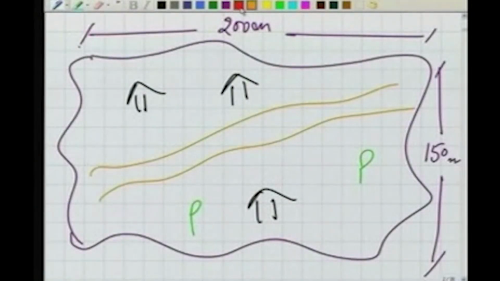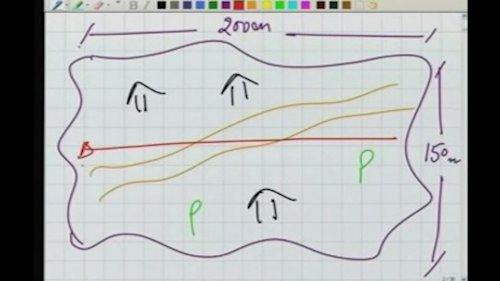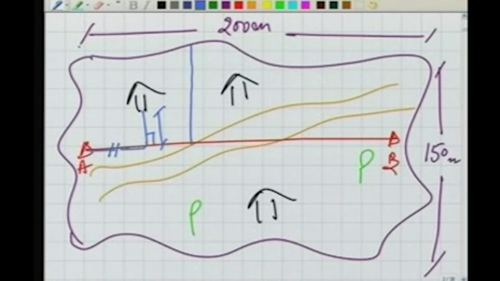If you go with the usual method, well, I stretch a tape or chain here. That's my chain line or the survey line, A and B. Conceptually it looks all right. Yes, why can't we do it? Well, we start taking the offsets and measuring the chainage. So we are measuring the chainage and taking the offsets. Now for this boundary here, can you guess what will be the length of the offset? The offset will be around 75 meter long.